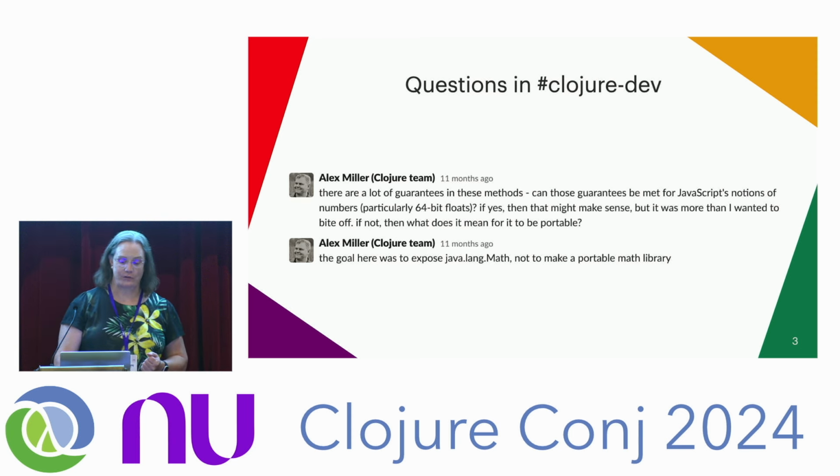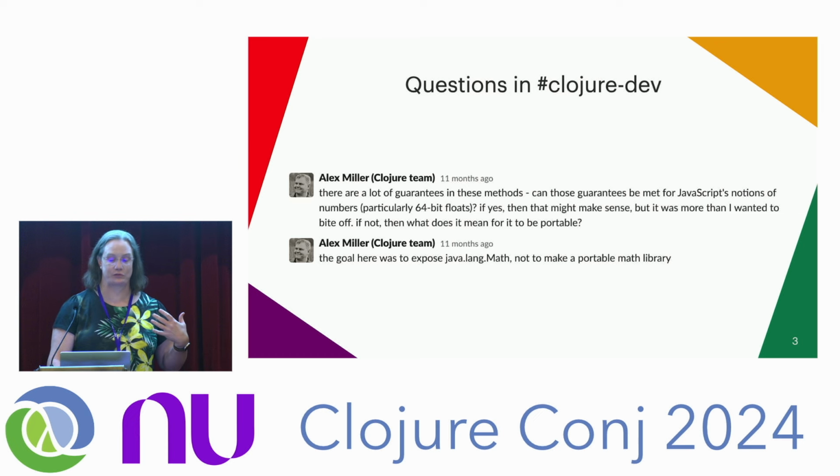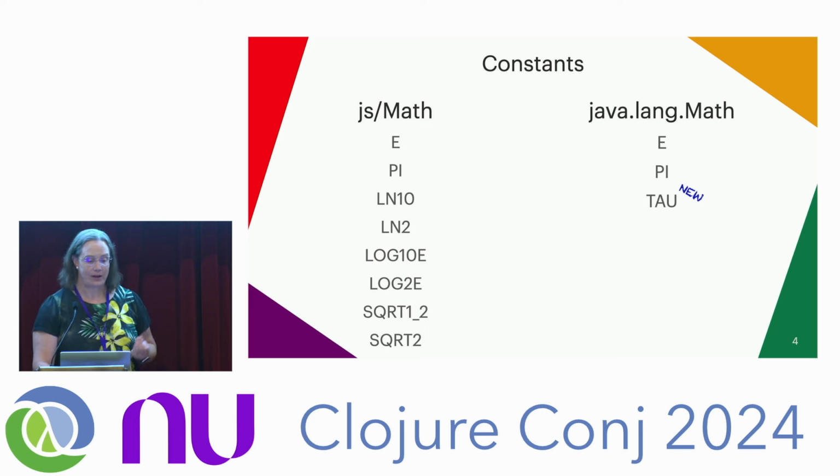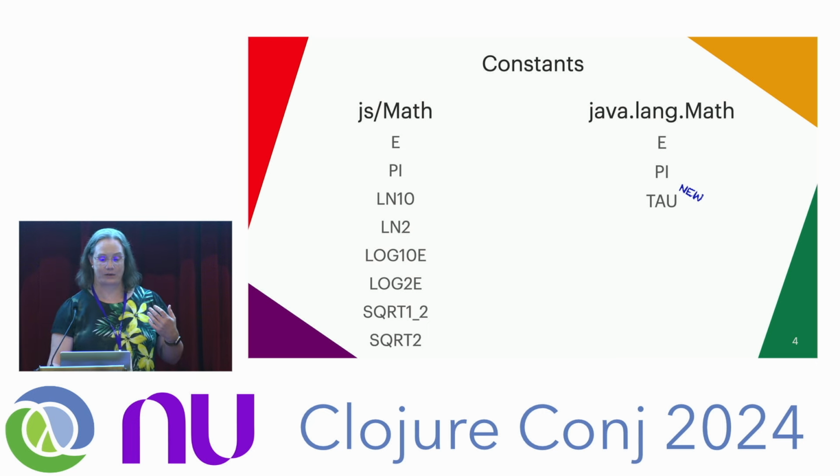So, you know, what would be needed? How close is JavaScript math to what we need? Well, if we look in JavaScript math, we've got a few constants. Java math only had two. It's got a new one, tau, which if you haven't heard about that, then I recommend reading the Tau Manifesto. But the constants that we needed, E and pi, are both there, as well as several others.